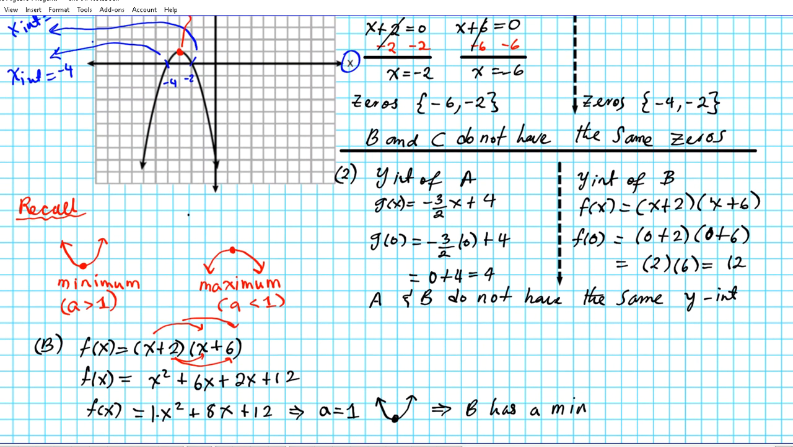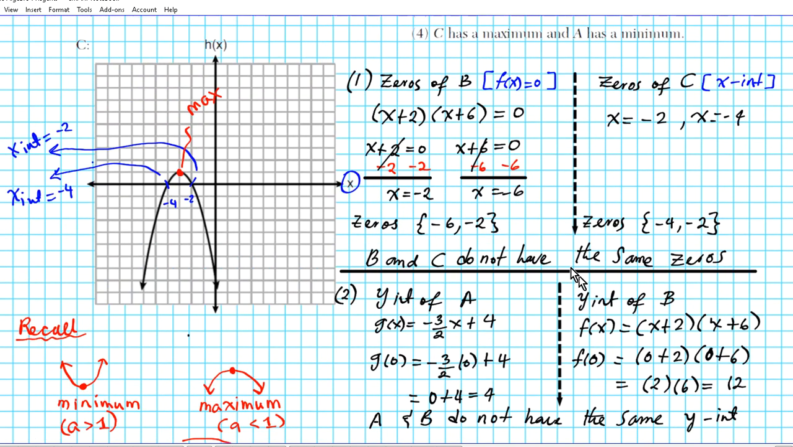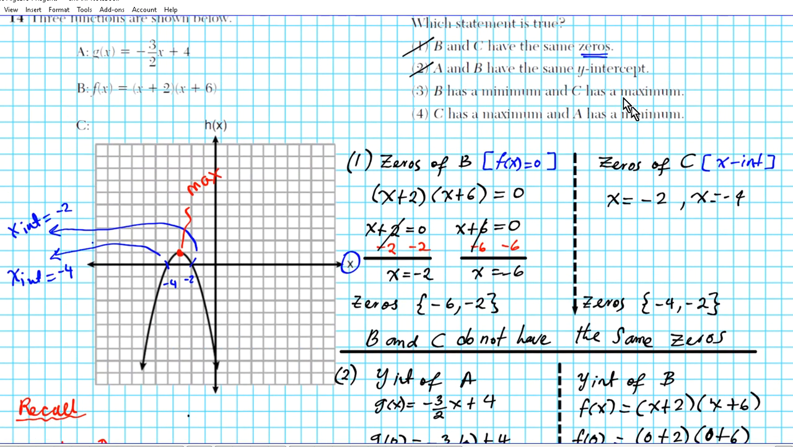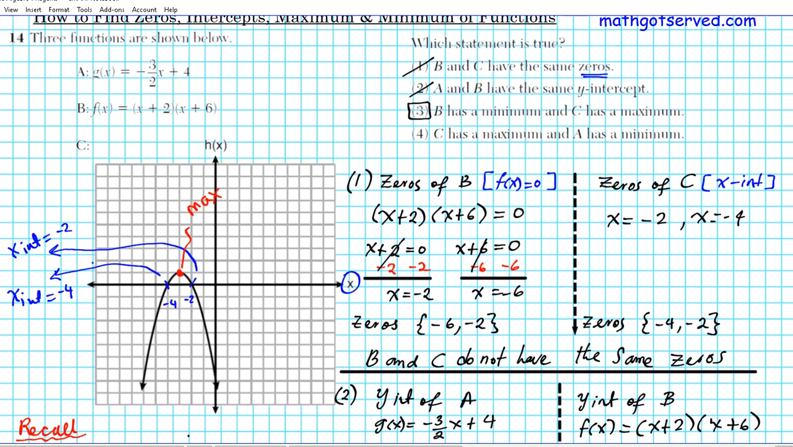So for C, it opens down because we are given the graph. Since C opens down, the graph looks like that. That tells us that C has a high point known as the maximum. So B has a minimum, C has a maximum. Let's take a look at the options. It says B has a minimum, C has a maximum. Ladies and gentlemen, option 3 is the correct answer for question number 14.